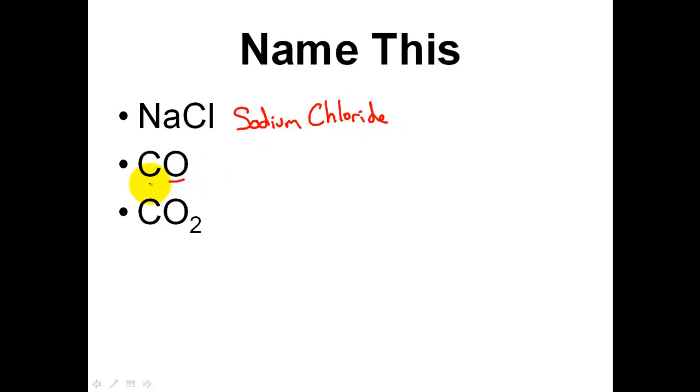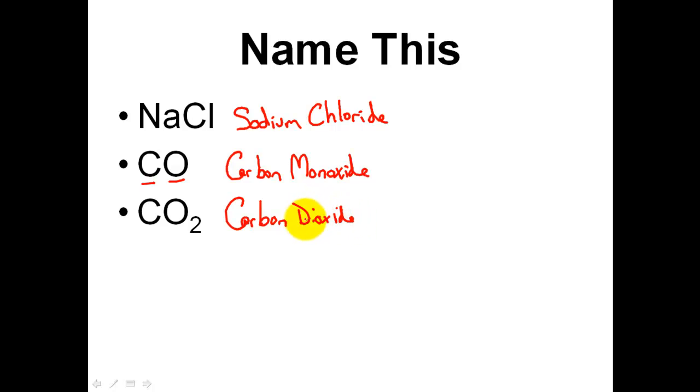And this compound down here is a poisonous, odorless gas that you actually have a detector for in your house, and that is carbon. Maybe you can guess it. Carbon monoxide. And we also have something that we exhale, and it's also a very big greenhouse gas, and that is going to be carbon dioxide. All right, so we have carbon monoxide and carbon dioxide and sodium chloride.